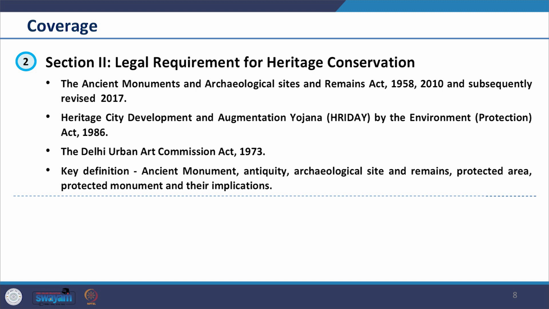So based on this Ancient Monument and Archaeological Sites and Remains Act, you'll be looking at the key definitions. How do we really define ancient monuments, antiquity, archaeological sites and remains, protected area, protected monuments, and then we'll look at what are their implications. As you may recollect, in the first lecture we talked about why there is need for act. So you may look at the implications of this act.